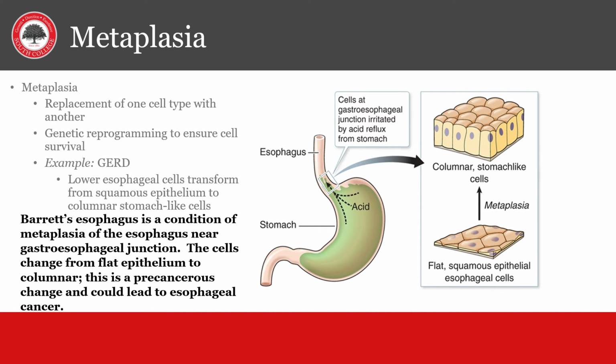Metaplasia is a change of one cell type to another, and this can be seen in Barrett's esophagus, where cells in the esophagus near the gastroesophageal junction begin to change into more stomach-like cells due to constant stomach acid exposure from reflux disease. If left unchecked, this could result in esophageal cancer.